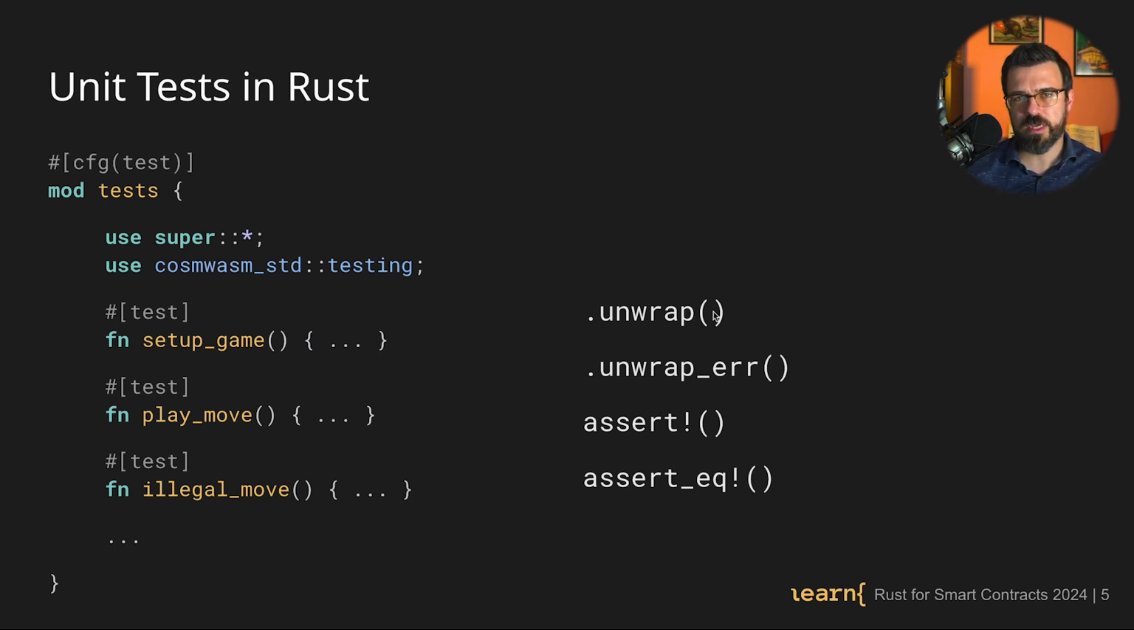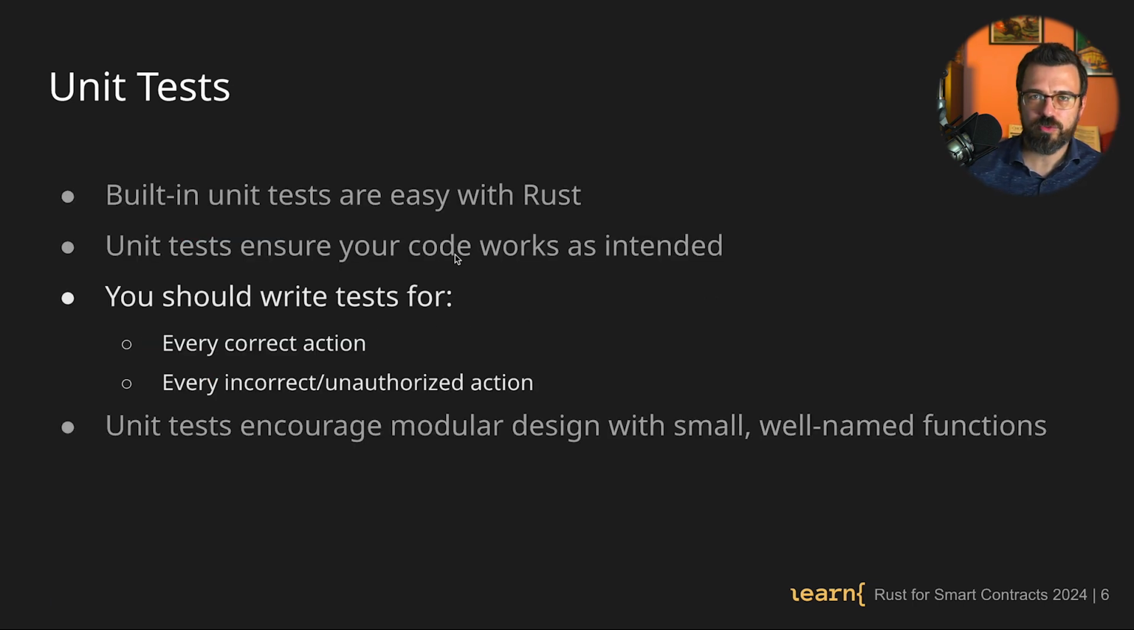You put these in your tests somewhere, and that way you're defining what will result in the test failing or passing. And you may have these all over the place. You may instantiate your contract and then unwrap, create a new player and then unwrap, create a new move and then unwrap, check the game score and unwrap, and you may have multiple unwraps in the same test. That's fine. If any of them fail, the test will fail. Remember that you should write tests for every single action, every correct action and every incorrect action.